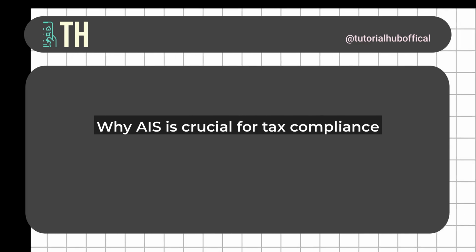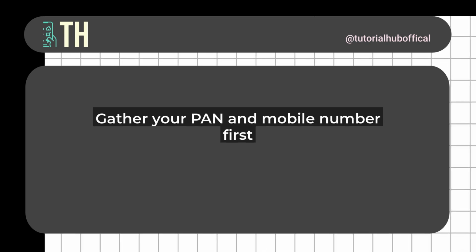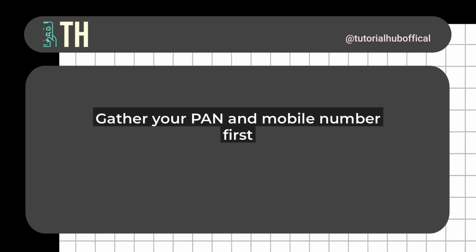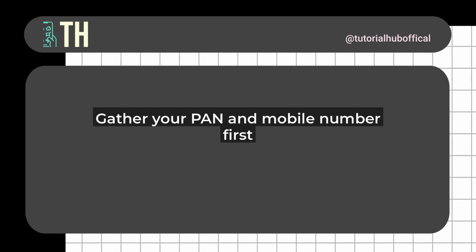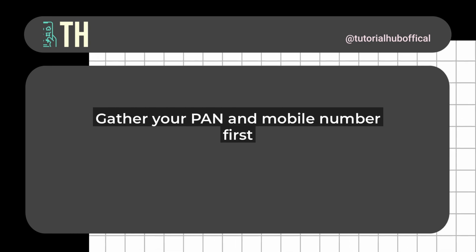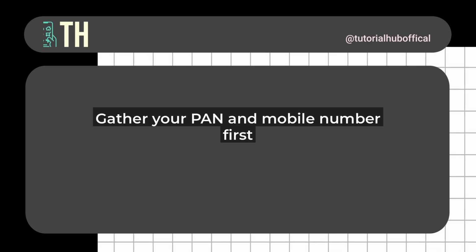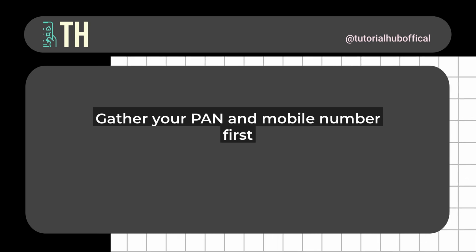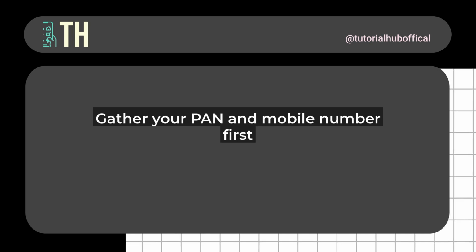So, why bother? Well, it's mandatory for tax compliance, and viewing it can save you from surprises during tax season. Let's jump right into the steps. First, make sure you have your PAN, permanent account number, and a registered mobile number handy, as you'll need them to log in.